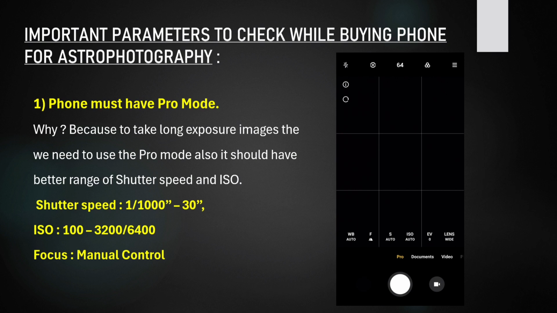Second is ISO, minimum is 100 and maximum can be up to 3200 or 6400, and the focus should have manual control. Make sure that if the focus has only auto control and not manual control, then there will be clarity issues. So make sure the focus has manual control. Now a question may arise: how can we check that the shutter speed and ISO are in this range? I will tell you later on how to check it in the live version. Okay, so let's move to the next part.